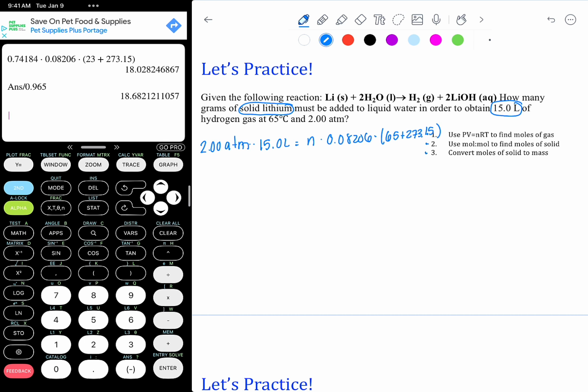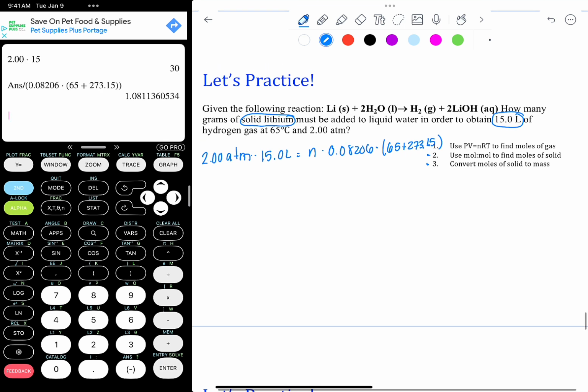So we can solve for n by taking 2.0, multiplying it by 15, and dividing that by R, 0.08206, multiplied by the temperature, 65 plus 273.